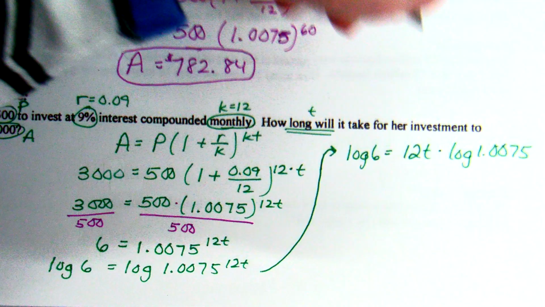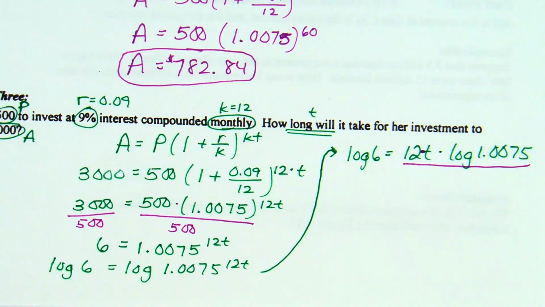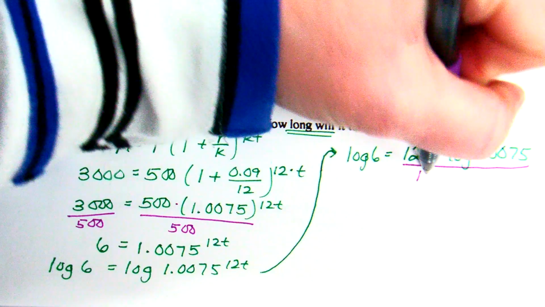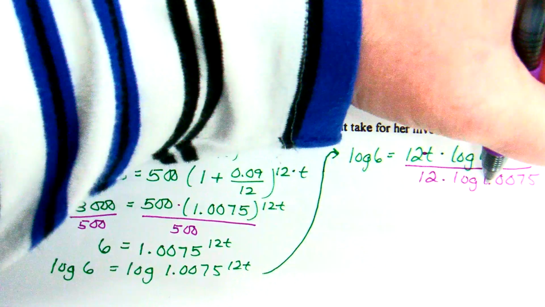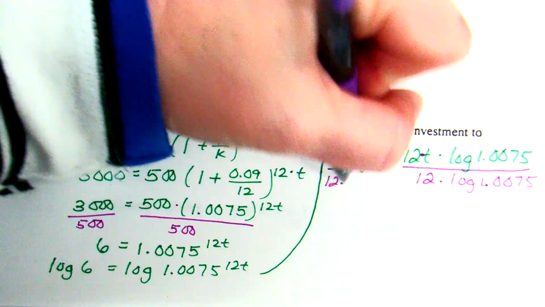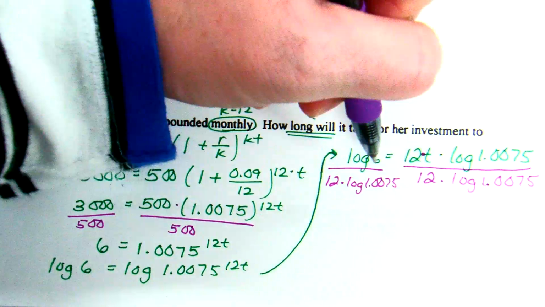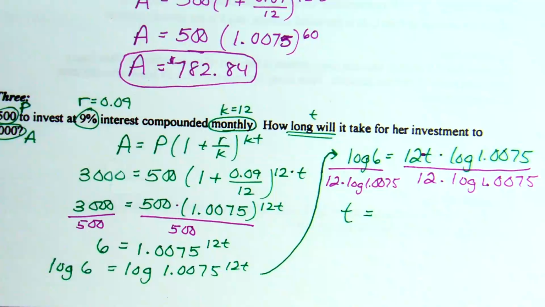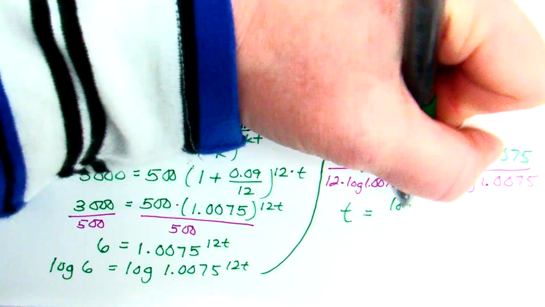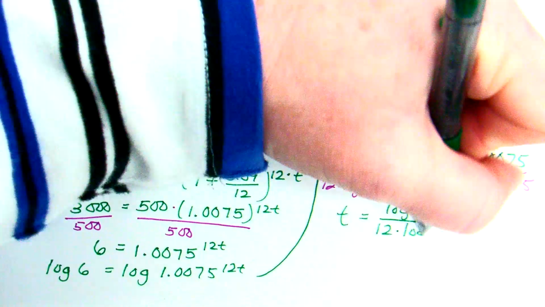So since this is 12 times t times that log of 1.0075, you can take this in 2 division steps. That's fine. You'll get the same answer. Or we can go ahead and divide by the 12 and the log of 1.0075 at the same time. What we do on one side, we do on the other. So 12 times log of 1.0075. So before I grab my calculator, the answer I can write is that t is going to be equal to log of 6 divided by 12 times log of 1.0075.